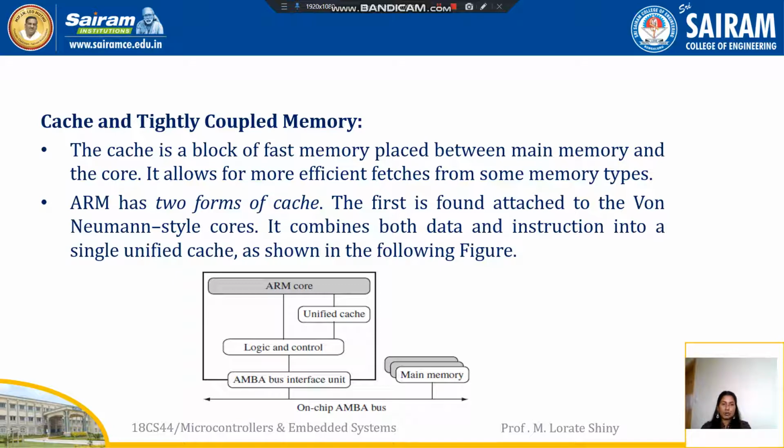It has two forms of cache. The first is based on the Von Neumann style. Here it combines both data and instruction into a single unified cache. Here we can see the ARM core and this is the control unit. Between these, the data and instruction are both combined together, and it makes a unified cache. So the common control will be provided for both data and instruction.